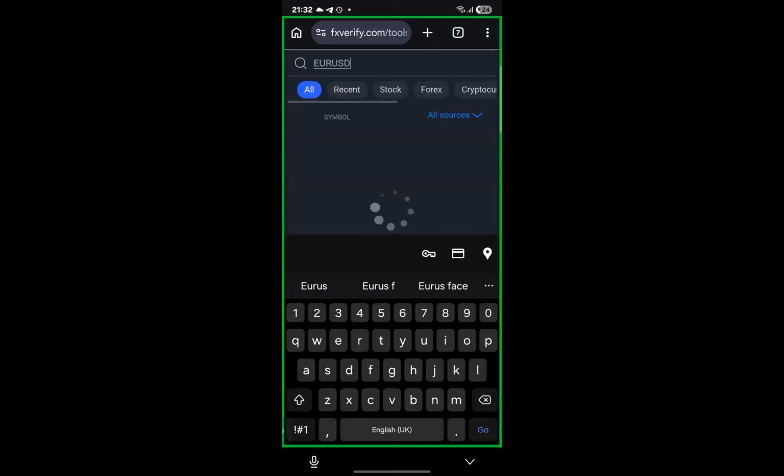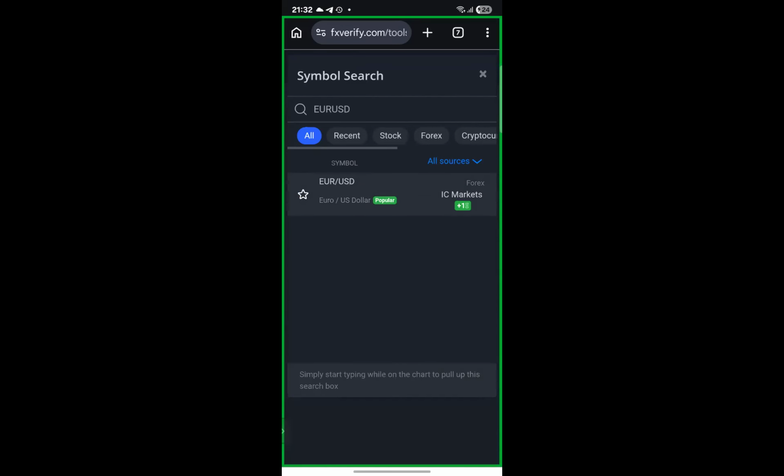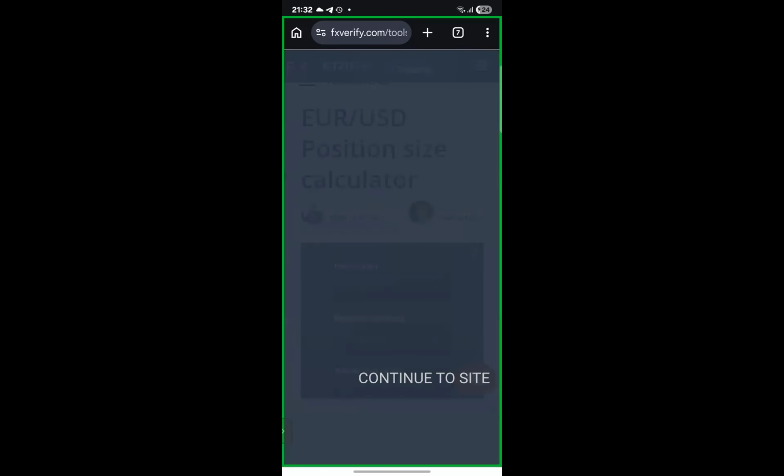We're almost done. Tap on the Euro USD here. Once you tap on the Euro USD like this, continue. They will ask you how many pips is in your stop loss.